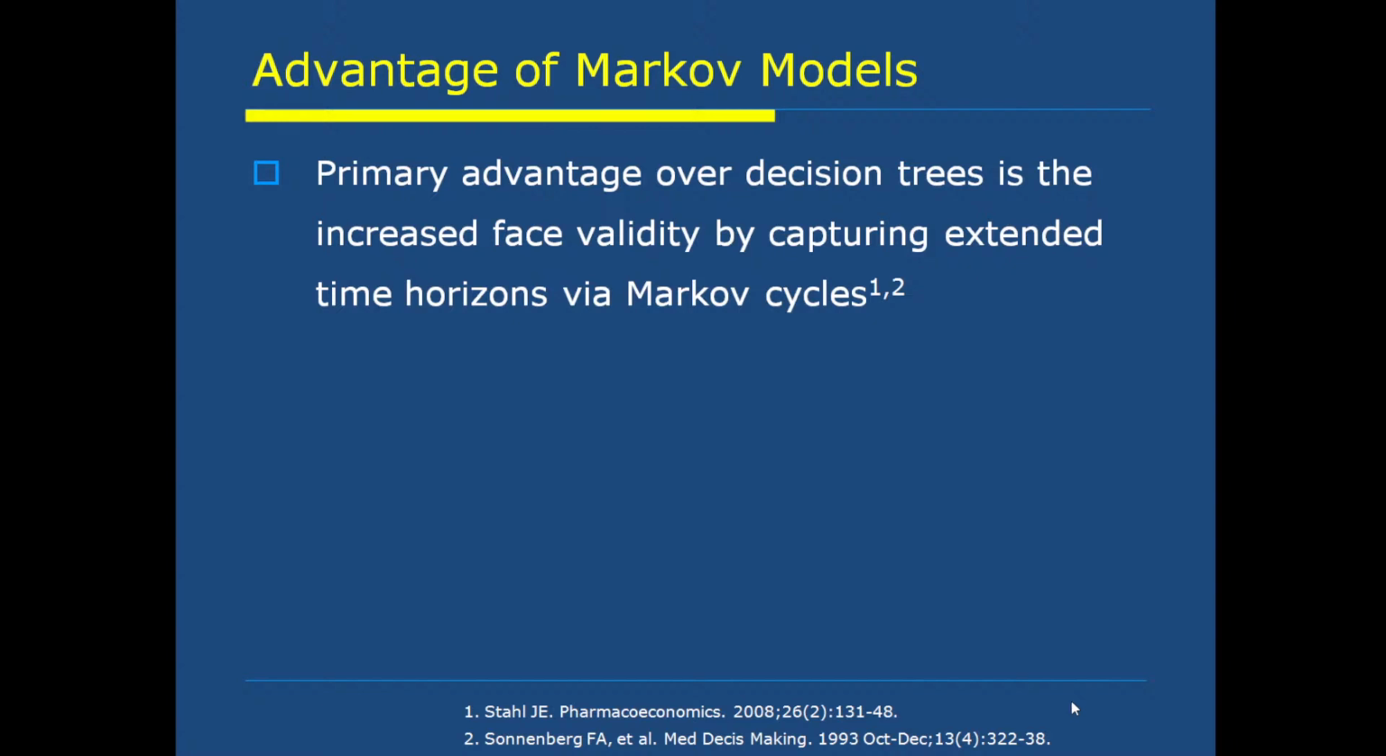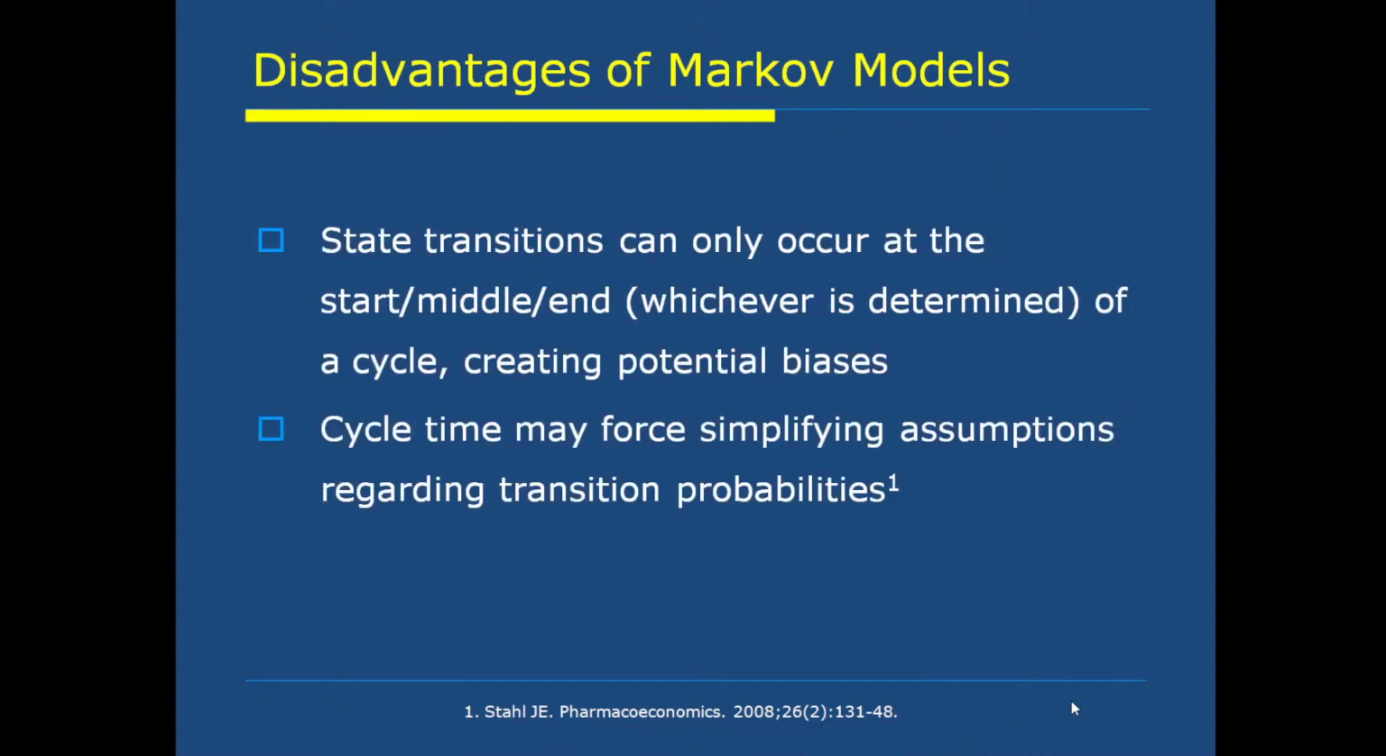Primary advantage over decision trees is the increased face validity by capturing expected time horizons via Markov cycles. Disadvantages of Markov models: state transitions can only occur at the start, middle, or end of a cycle, whichever is determined, creating potential biases. Cycle time may force simplifying assumptions regarding transition probabilities.